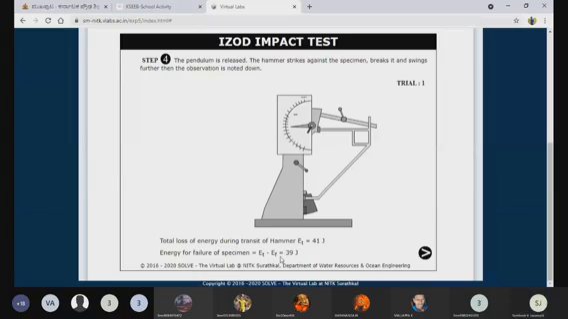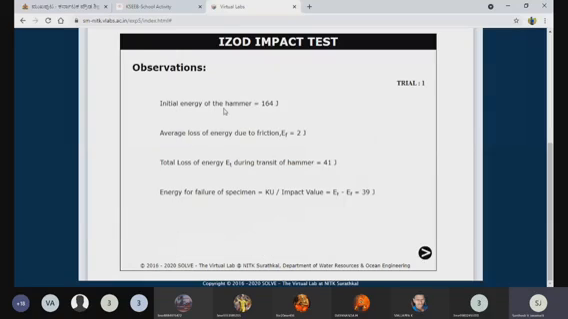Now, the 39 is the exact energy absorbed by the specimen that needs to break. At this level, the material will break. I hope you understand now. Yes, the initial energy of the hammer. This is not part of the calculation.